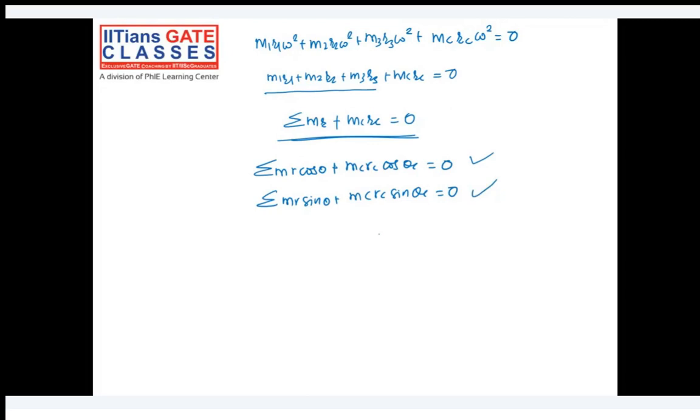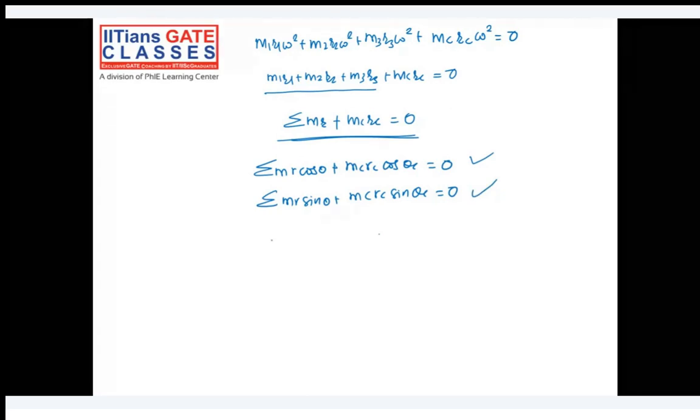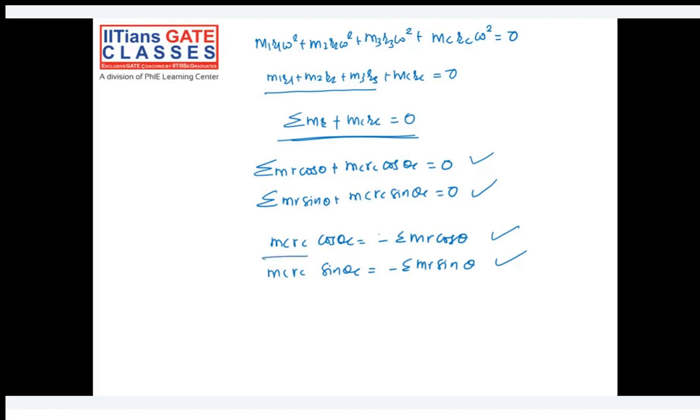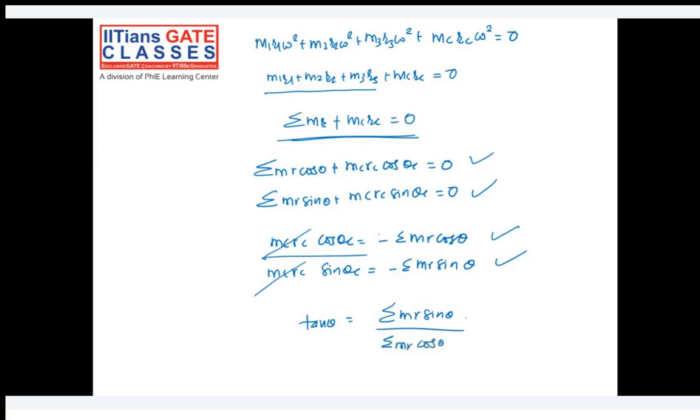So from this I can write mc rc cos of theta c equal to minus summation mr cos of theta, and mc rc sine of theta c is equal to minus summation mr sine of theta. If you solve these two equations, you will get the value of mc and theta c because rc is known to you. If you take a ratio, mc rc will get cancelled. Tan of theta c is equal to summation mr sine of theta divided by summation mr cos of theta, the minus signs cancelling. So this is also a good formula to calculate tan theta c.